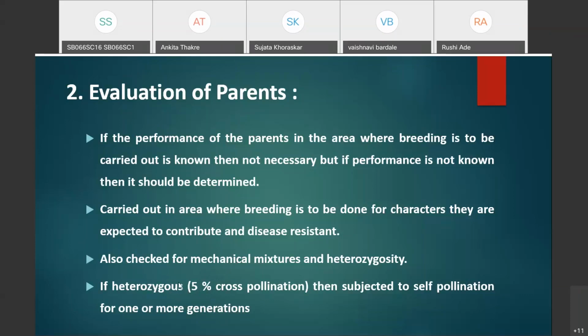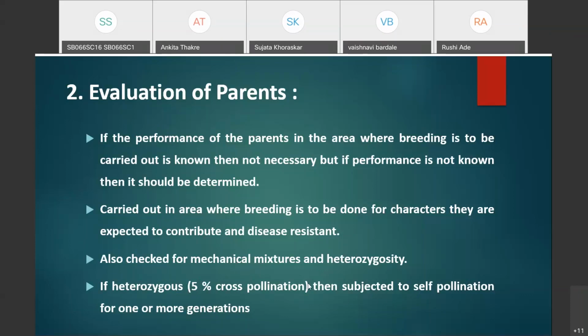And then later on, to induce the homozygosity, these parents are then subjected to self pollination for one or more generation to reduce the heterozygosity. Okay, understand that. That is, these parents are evaluated for the mechanical mixtures and the heterozygosity.